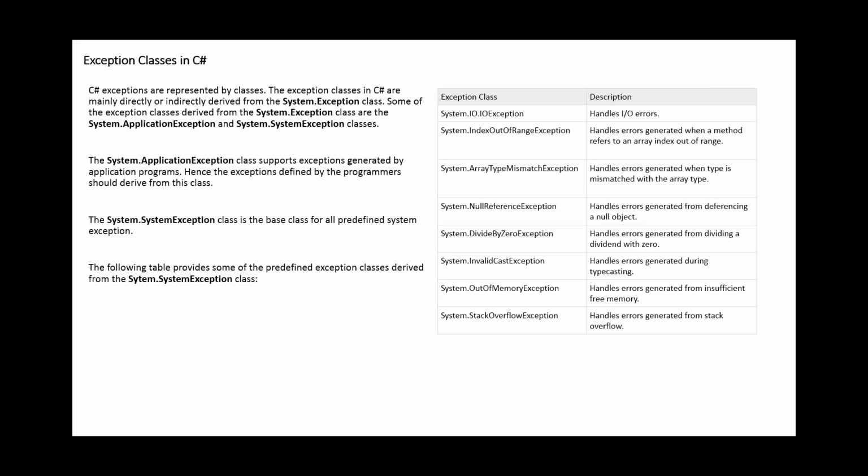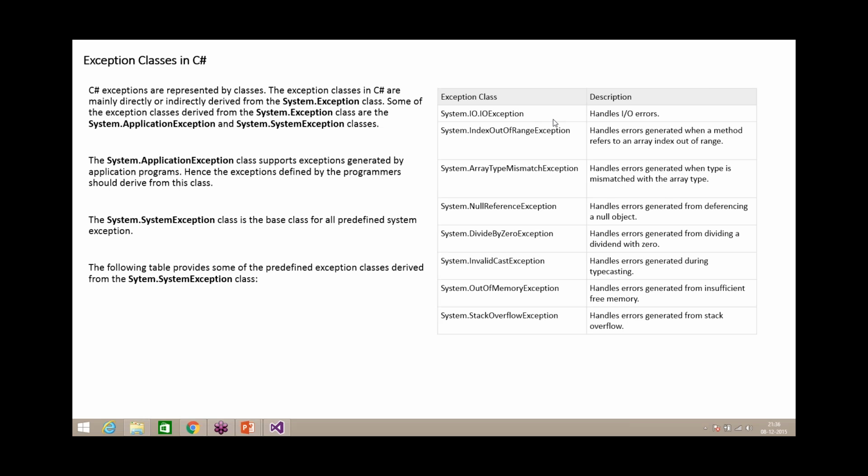Hence, the exceptions defined by the programmer should derive from this class. So whatever exception you want to define, you should use this ApplicationException class. And whatever exception occurs inside the system libraries, by some manual operations, that should be derived from SystemException. Okay, so we have some predefined exceptions in our .NET library.